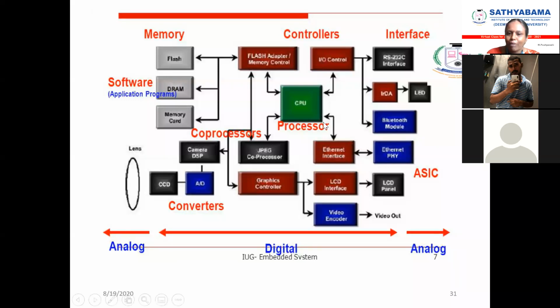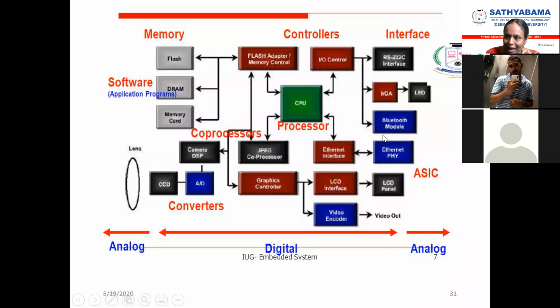This is my main processor. Here you have seen there is also a co-processor, but this is the main processor. To capture and store the image, I need a memory. You have also seen the lens converters, and there is a camera DSP. I can convert my analog value into digital value and save it there. Similarly, here you see that a Bluetooth module is there for transferring.